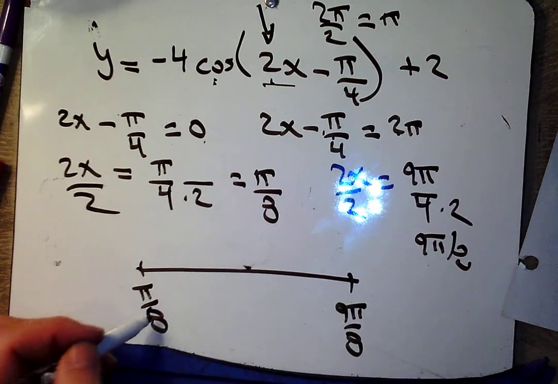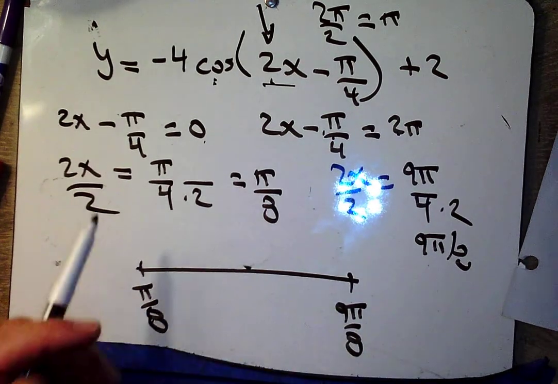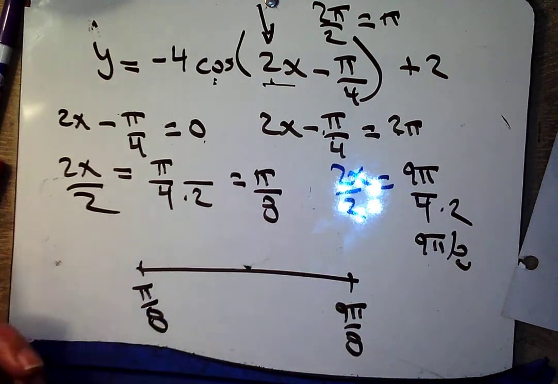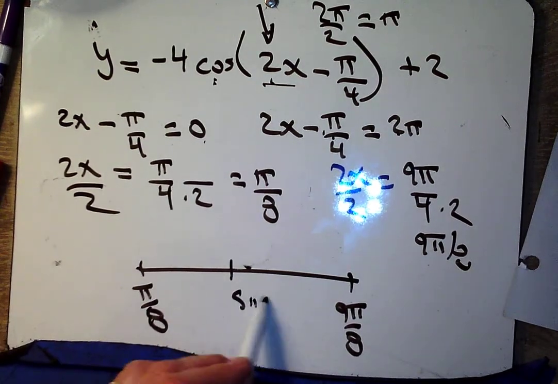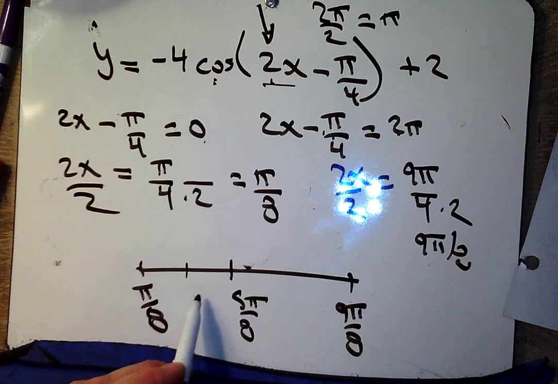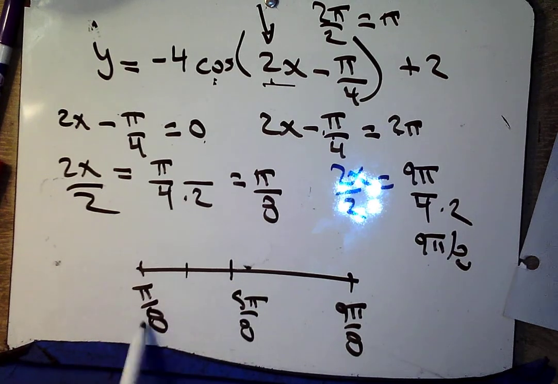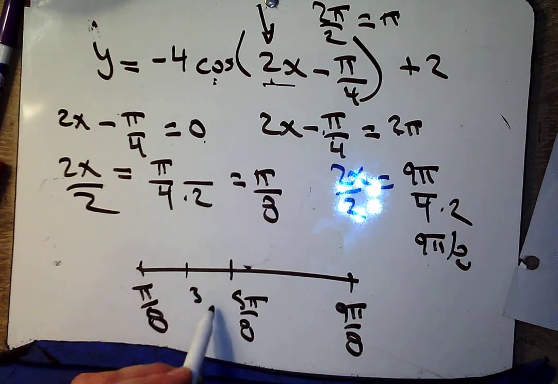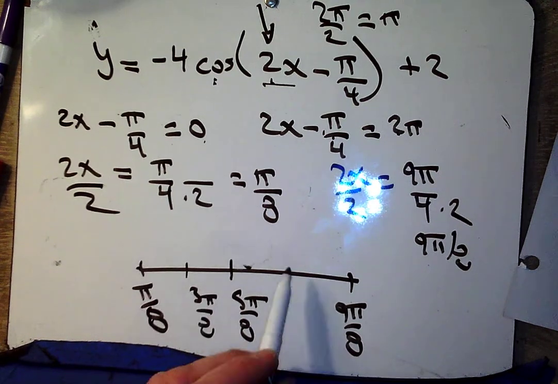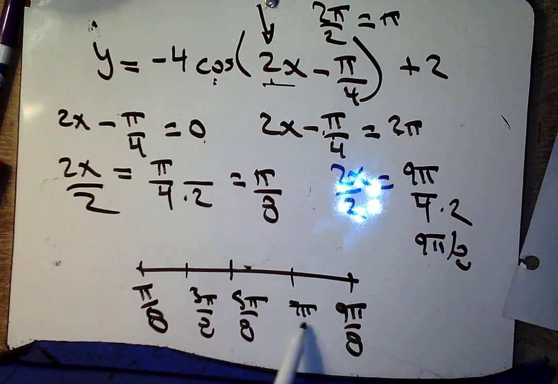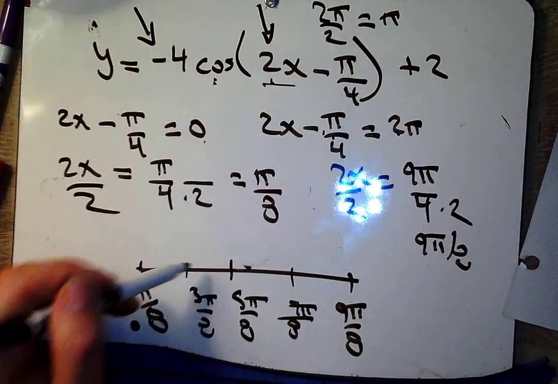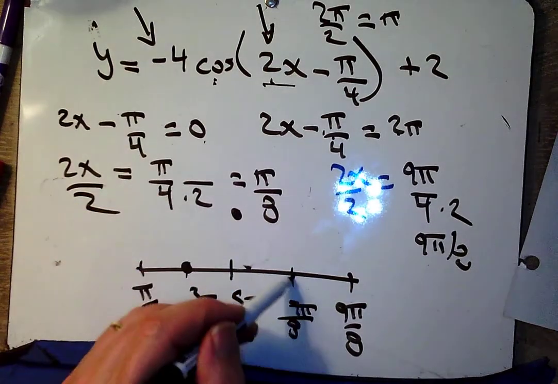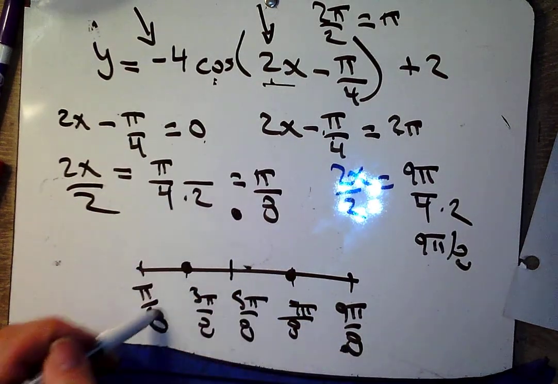So it is good to check in with your work and to make sure, did I make any small mistakes? Okay, halfway, 5 pi over 8, quarter point, that's going to be 6 pi over 16, or 3 pi over 8, and here we have 7 pi over 8. Excellent. It's a negative cosine, so we're starting low, going high, and then back.